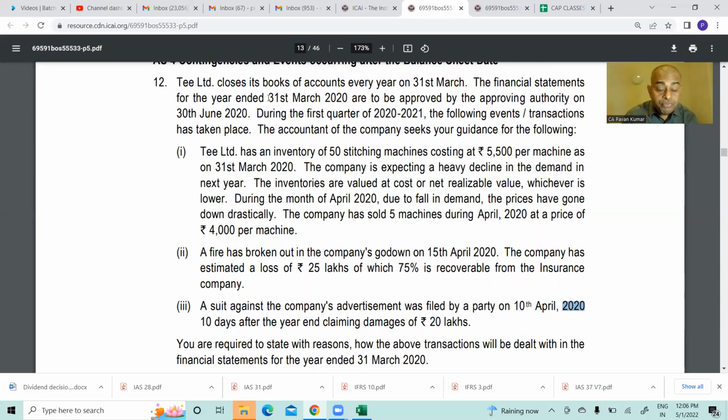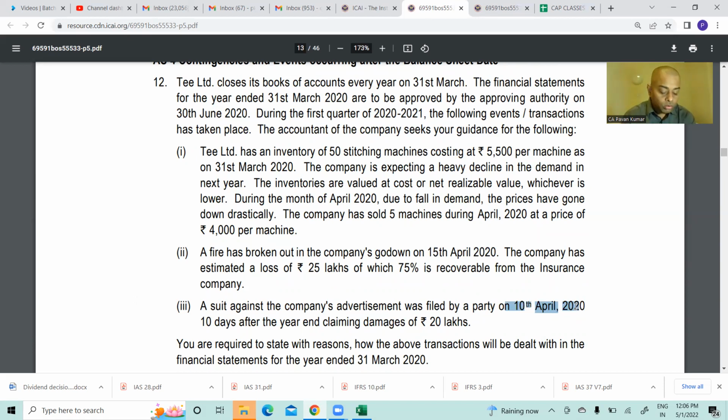We are having 31st March 2020. This is not financial year. This is next financial year, first quarter. I'm sorry. It is my mistake. 31st March 2020 is the balance sheet date. So here also it is April 2020 only. It is not commencement. It is after the end.